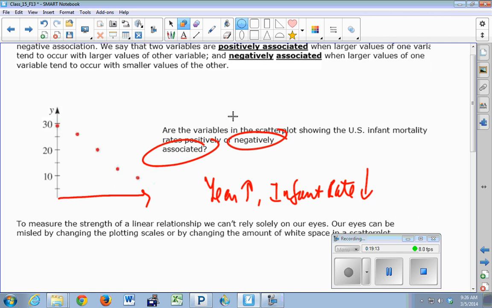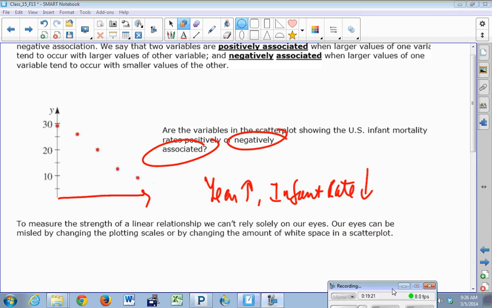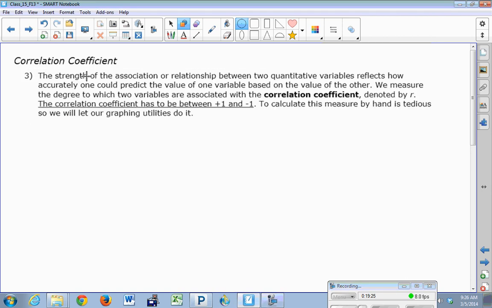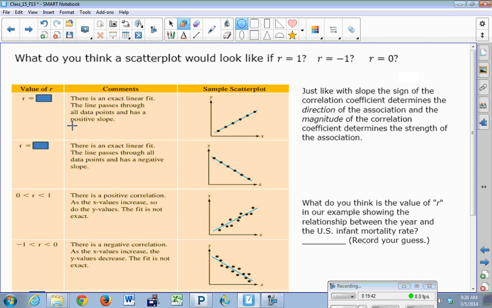So we can't rely on our eyes to measure how strong the relationship is. We've got to come up with a variable, some way, a constant that will measure it. So let's take a look. As I mentioned, the way we measure this strength is with a correlation coefficient, and our correlation coefficient will always be between +1 and -1. It'll be some value in there.